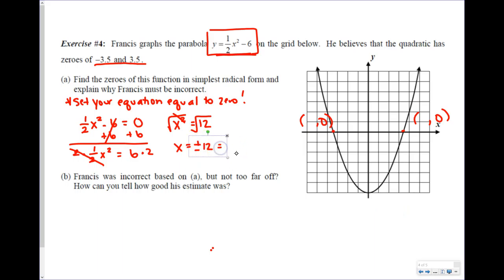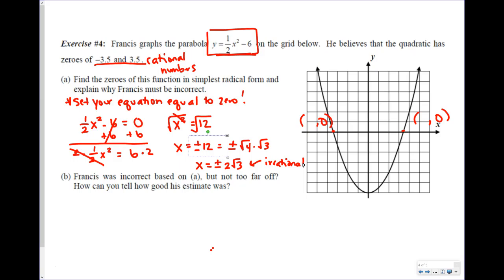And I have to put this in simplest form. So plus or minus 12 is the same thing as saying the square root of 4 times the square root of 3. So x actually is plus or minus 2 square root of 3. Okay? So these negative 3.5 and 3.5, those are rational numbers. They can be expressed as a decimal. But this answer is irrational. Square roots are always irrational. They have decimals that go on forever and ever and ever.